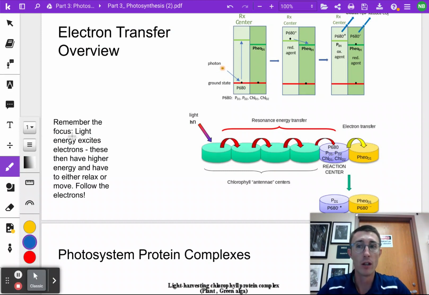Remember, the light energy is exciting these electrons, and then they've got a higher energy and have to either relax or move. What the photosystem wants is for them to be moved and transferred to other chlorophyll molecules, ultimately to the reaction center. With a transfer to the reaction center, the electron can be picked up by the pheophytin, and once it's here, it can continue to move through the photosystem complexes.